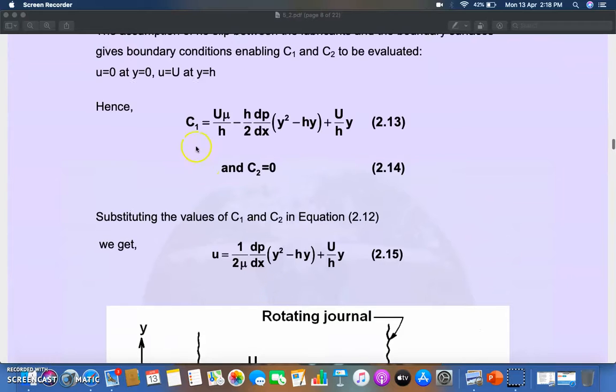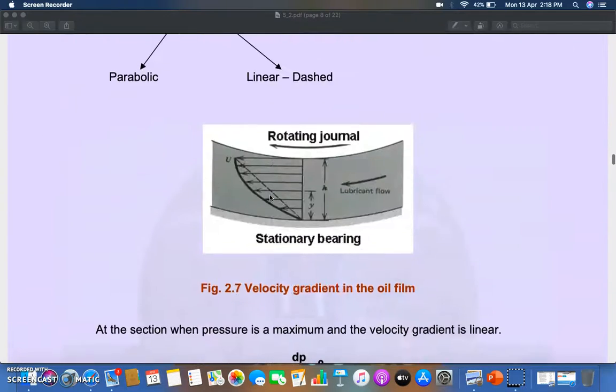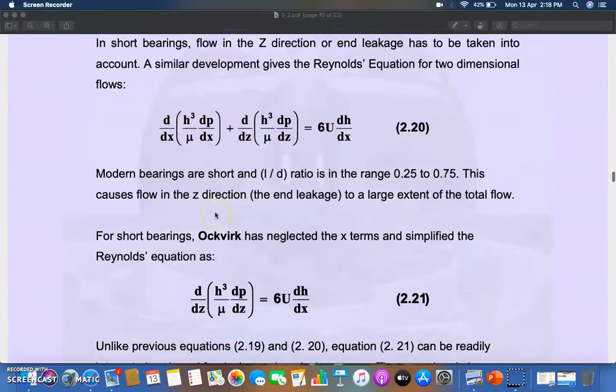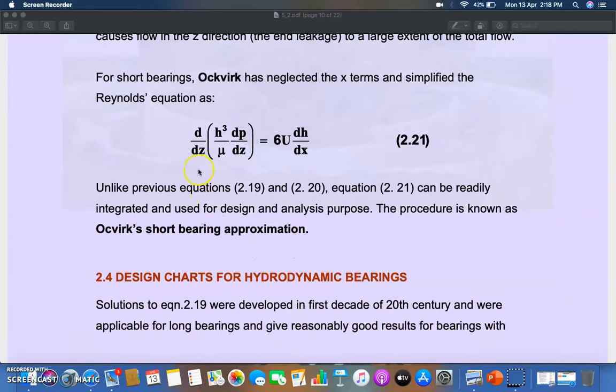Then you can calculate the values of constants c1 and c2. After substituting the constants, the whole equation will be converted with the help of all the derivative equations that you can look at afterwards. So this will give you the value of the Ocvirk short bearing approximations.